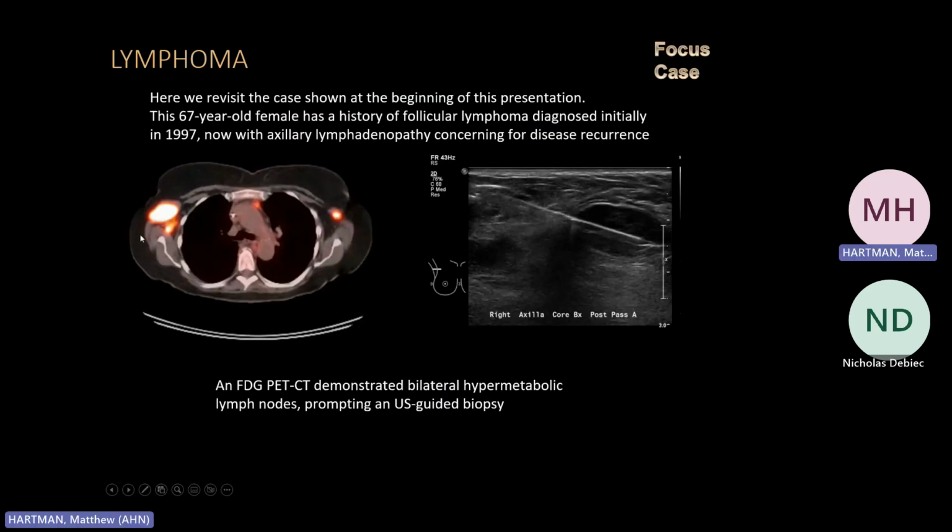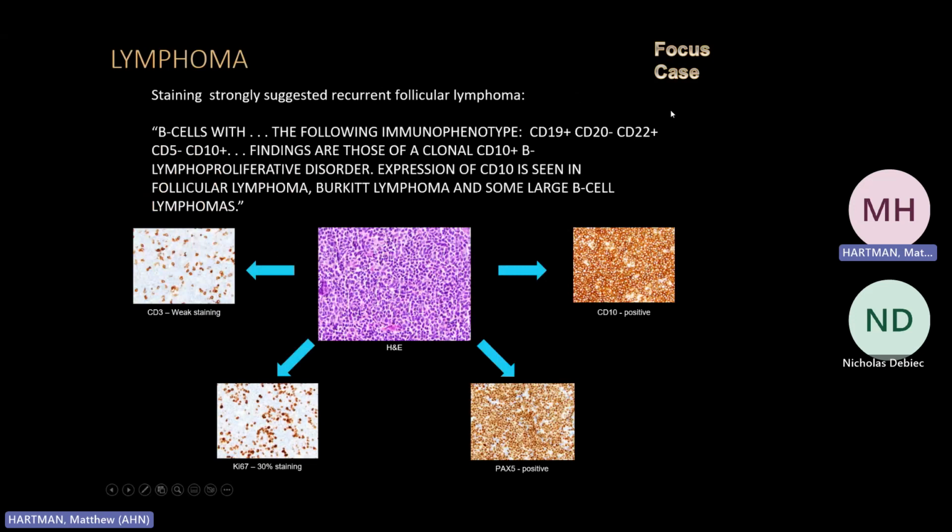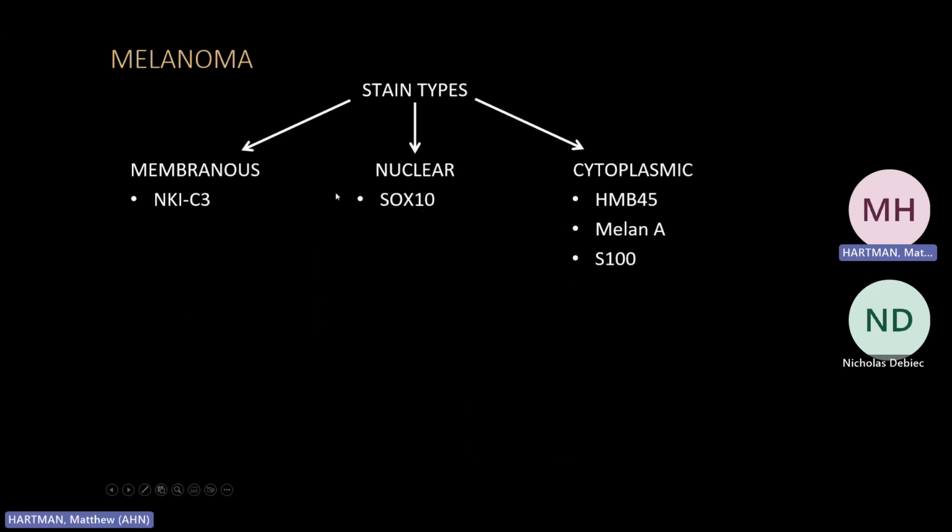This was our original case. This was the lymphoma, our FDG avid axillary node. We got a good biopsy. And this is a focus case. I will let you guys do this on your own. But again, tissue was the issue, and pathology made the diagnosis.